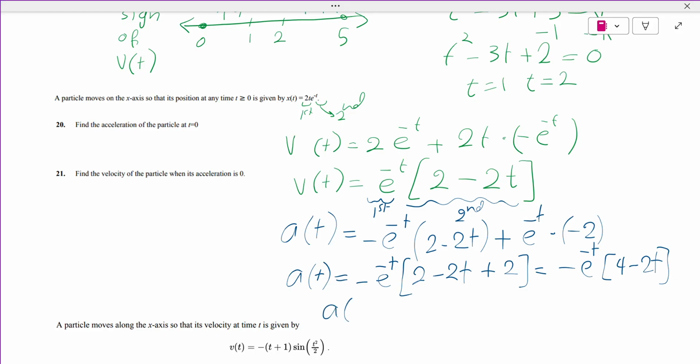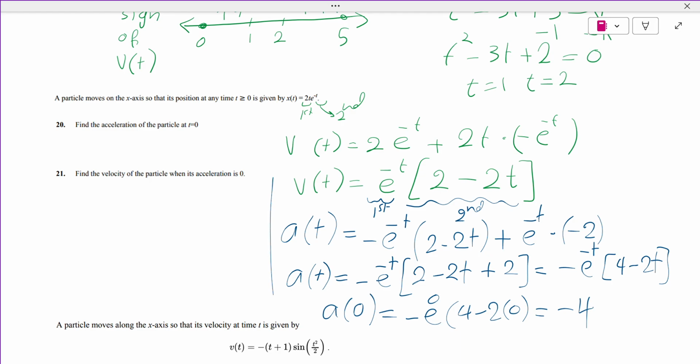You need A of 0. Plug in the 0: minus e to the power of, well, there is no minus 0 here, okay, just delete the minus, bracket 4 minus 2 times 0, and this simplifies to minus 4. This is the acceleration, right? This is minus 4. This is question 20.